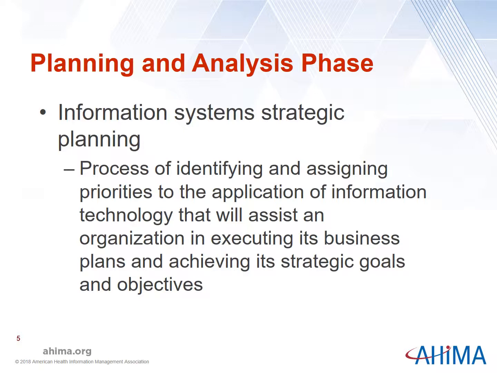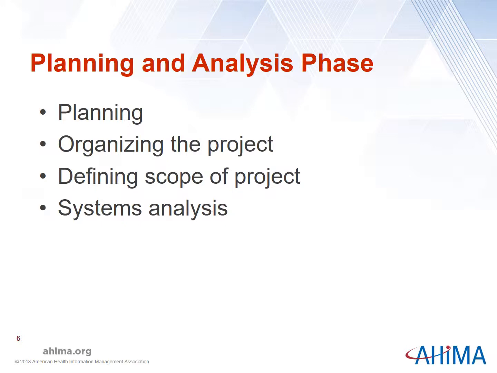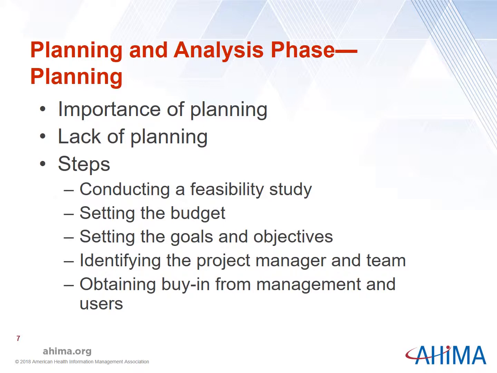Part of the IS strategic planning process is performing a needs assessment. The needs assessment evaluates the need for the various ISs under consideration. The needs assessment should include a comparison of costs to benefits received. The planning and analysis phase steps are as follows: planning, organizing the project, defining the scope of the project, and systems analysis. Planning is the most critical step in the system selection process.